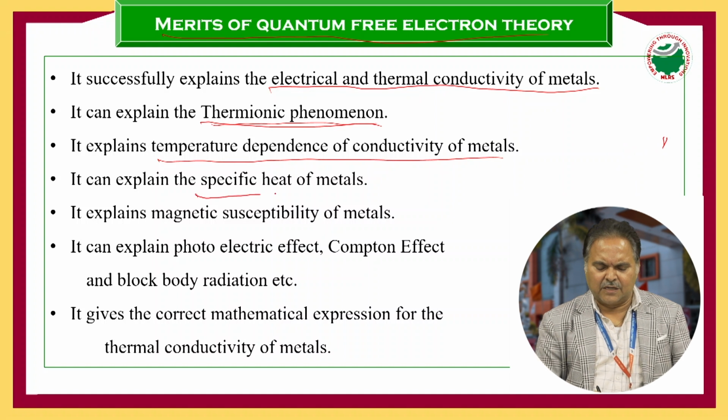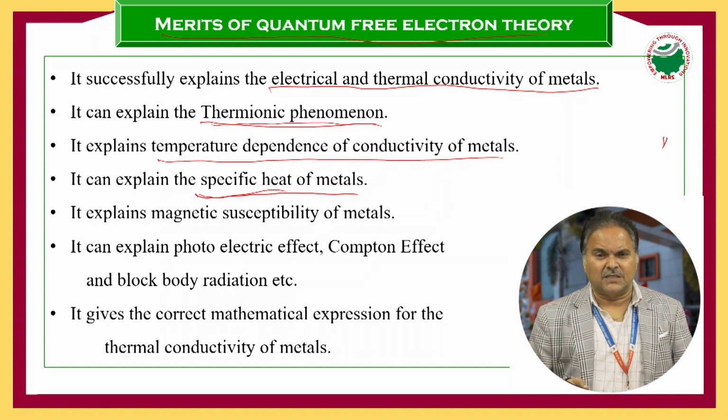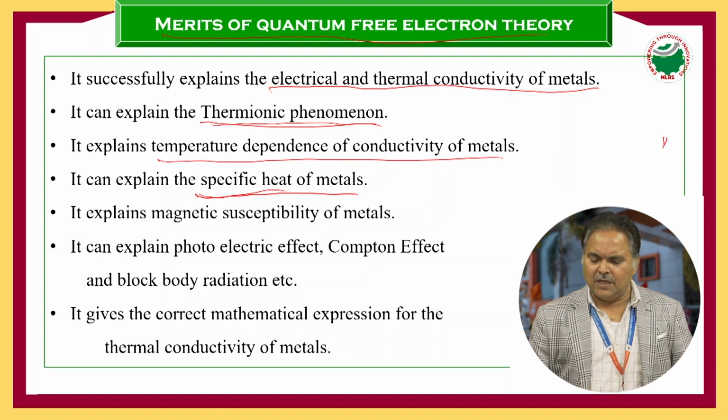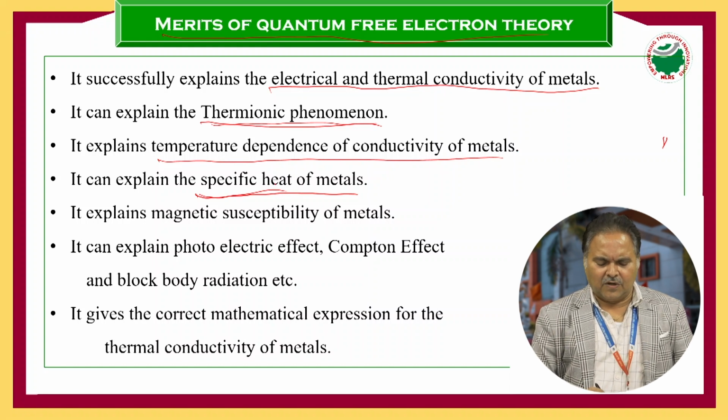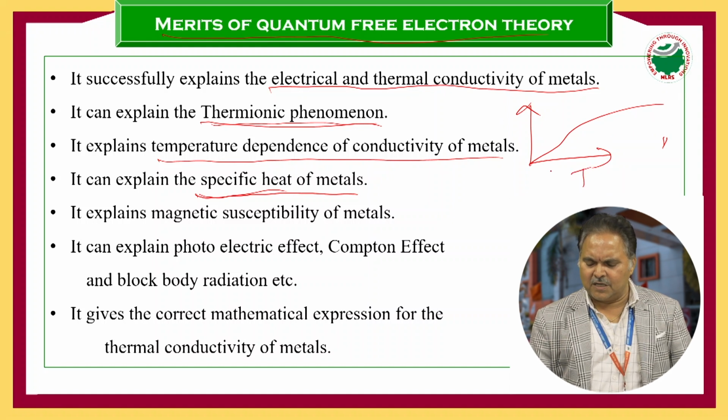So the specific heat of the metals is nothing but thermal energy, heat capacity they will call it. Usually, why the quantum free electron theory came into the picture: for a normal free electron metal, the heat capacity or specific heat versus temperature follows a constant. But most of the metals do not follow the same path.